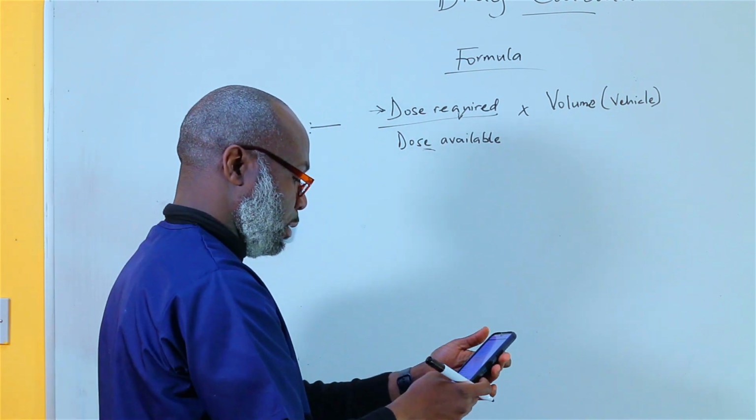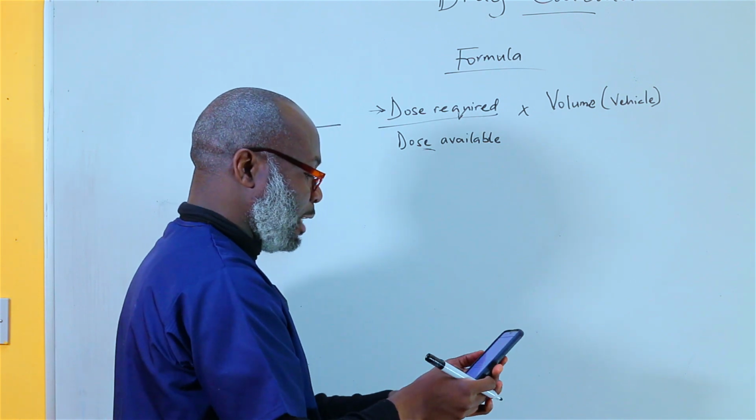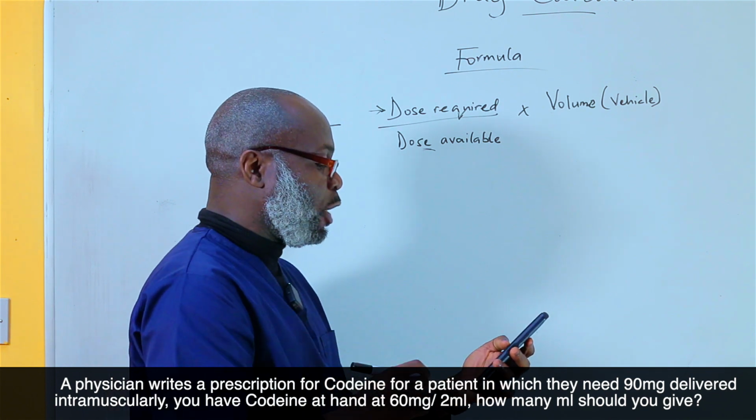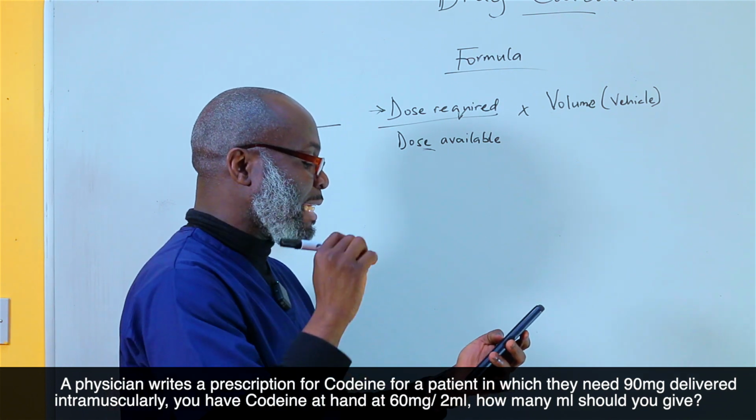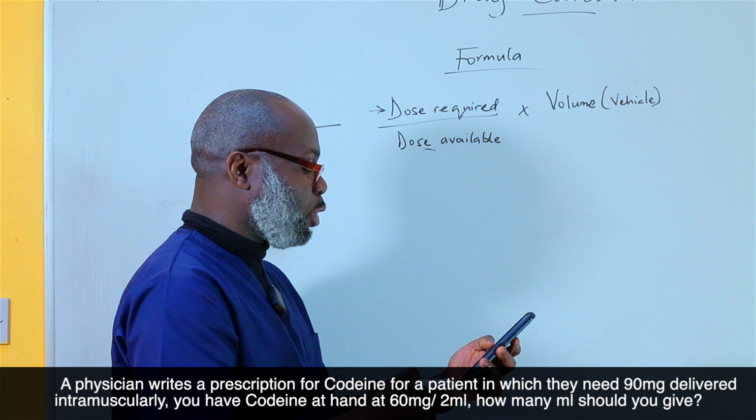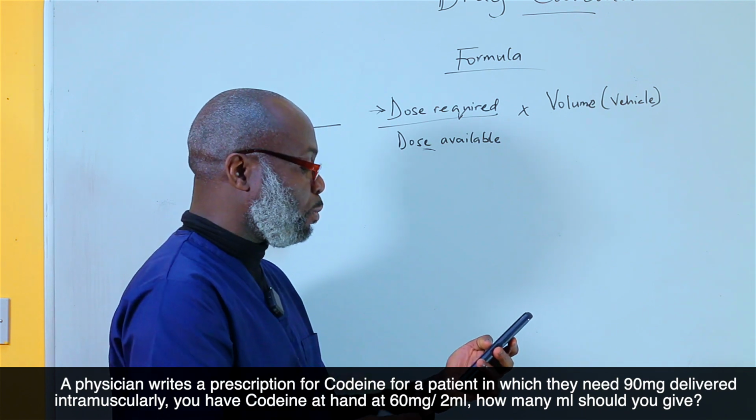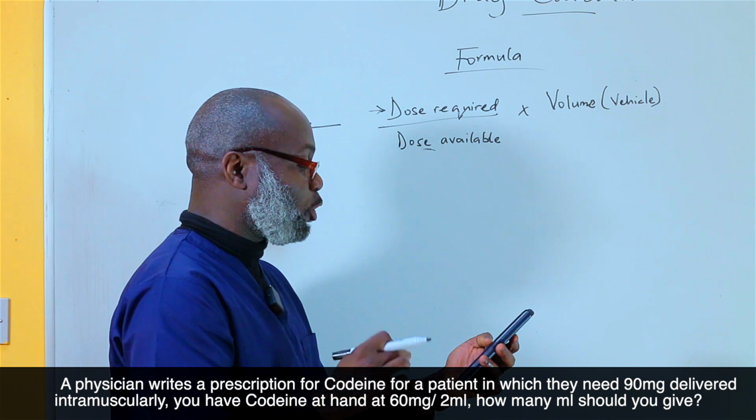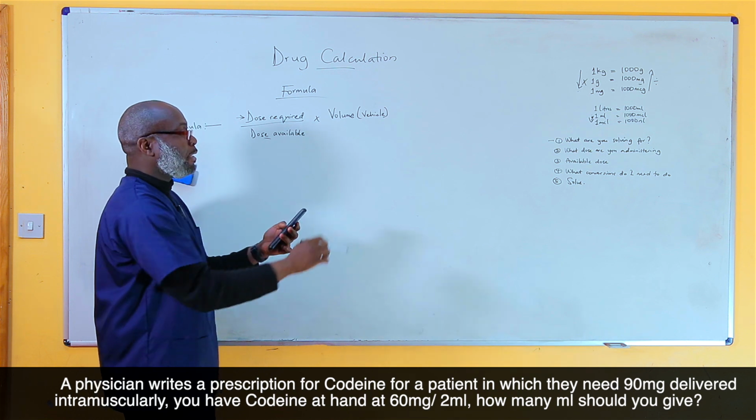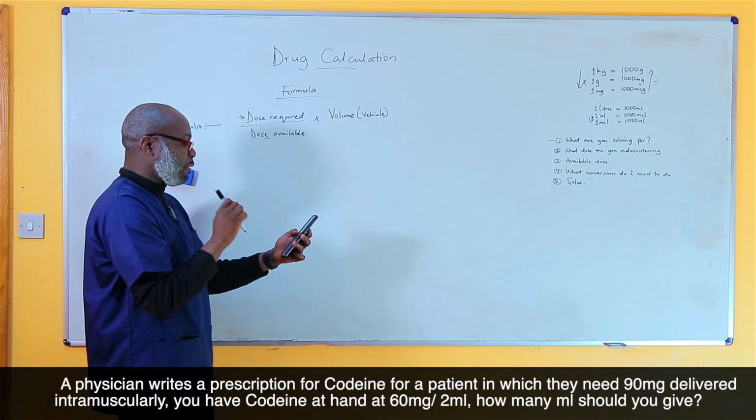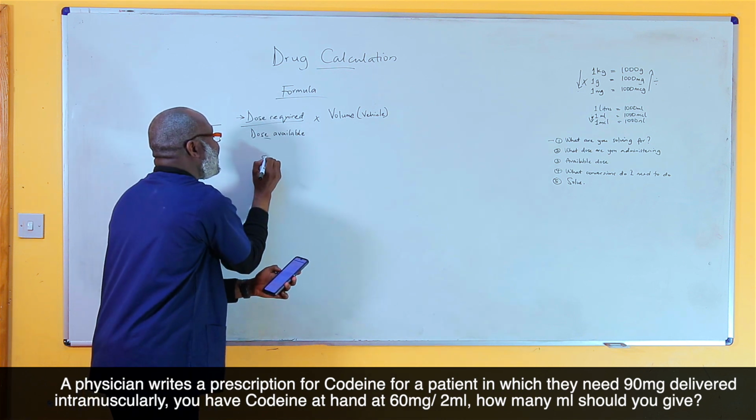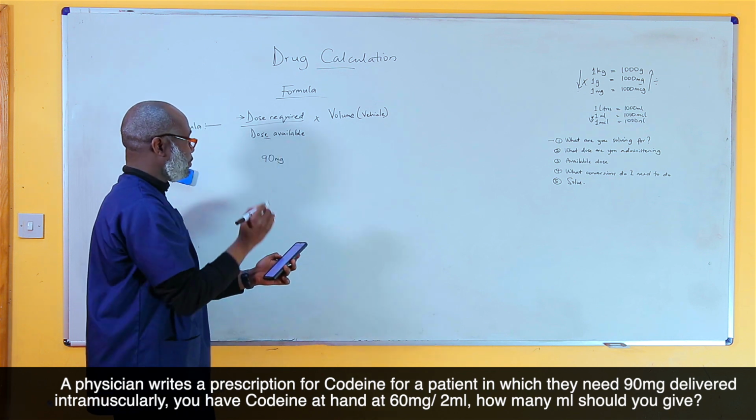What is the next one? The next one says a physician writes a prescription for codeine for a patient in which they need 90 milligrams delivered intramuscularly through intramuscular injection. You have codeine at hand at 60 milligrams per 2 milliliters. How many milliliters should you give? What are you solving for? You're looking for the volume that you're going to give. Then what are you administering? 90 milligrams.